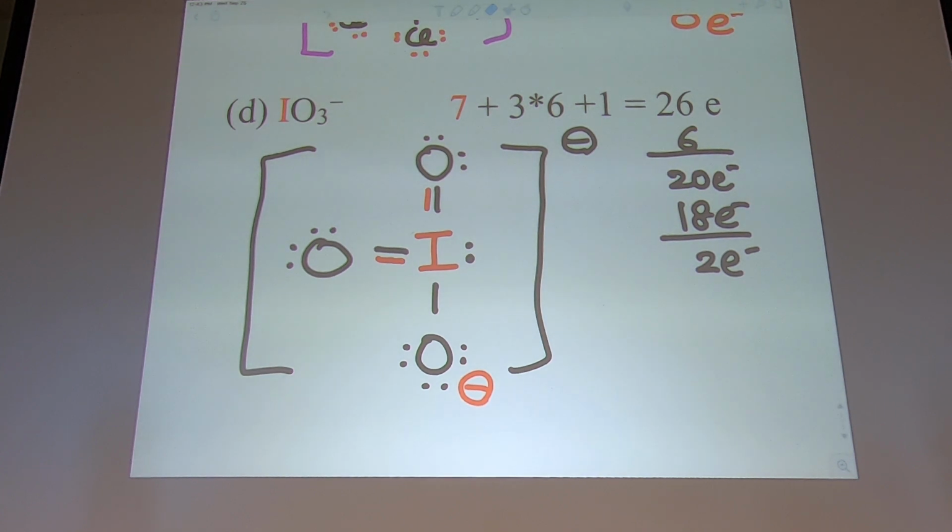Okay, what's the formal charge? Just to make sure, this must be 0. Let's do it one more time. 7 should be 1, 2, 3, 4, 5, 6, 7. Right? 7 minus 7 is 0. So it makes sense.